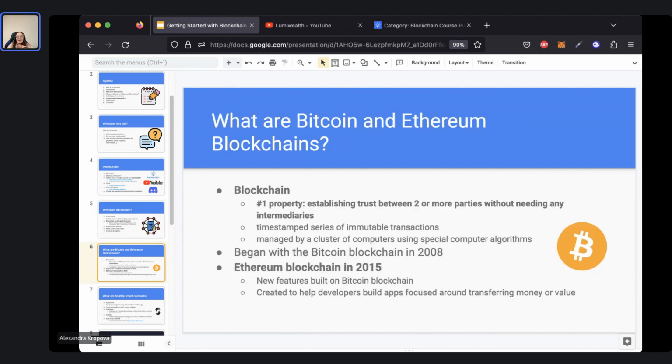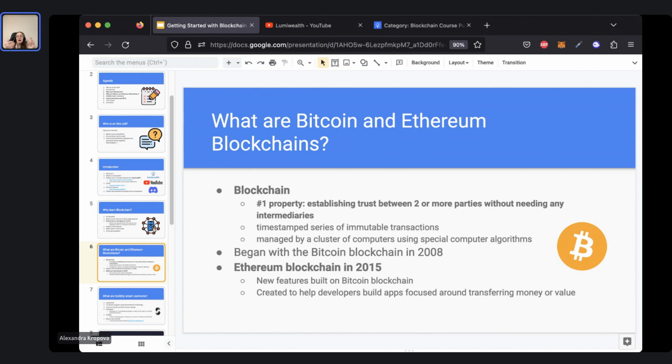Our next topic is going to be about two specific blockchains, Bitcoin and Ethereum, and how they work. So we're going to get more nitty-gritty into the technicality of how this technology works. Now we know why we should care, and now let's talk about what we're actually caring about. So we'll talk about Bitcoin and Ethereum.